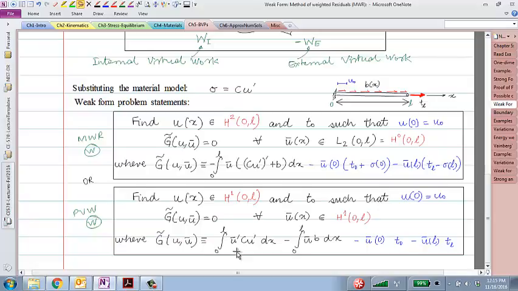Is discontinuous function square integrable? Yes. A discontinuous function is square integrable. A Dirac delta function is not square integrable, but discontinuous functions are square integrable. So solutions for real displacement that have kinks in them are valid solutions, are valid assumptions.